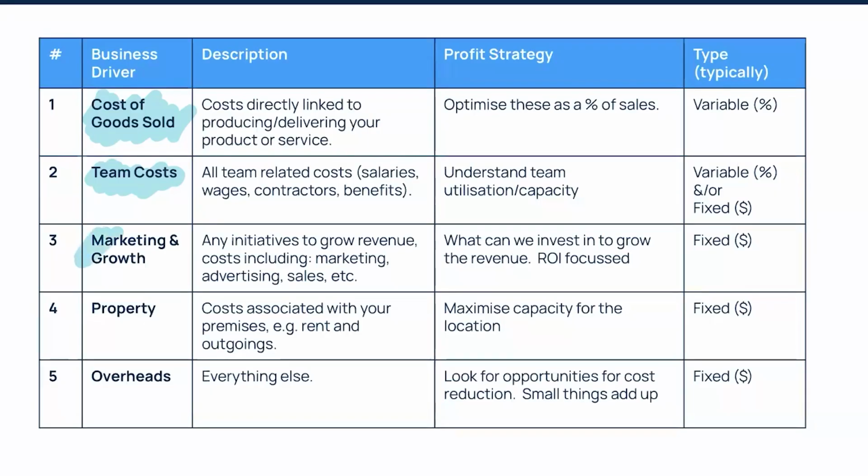Bucket number 1, cost of sales. Bucket number 2 is team costs. Bucket number 3 is the marketing and growth costs. Love to pull this out and have it in its own right. A little bucket which talks about what is the money we're reinvesting to drive this business, to grow this business.